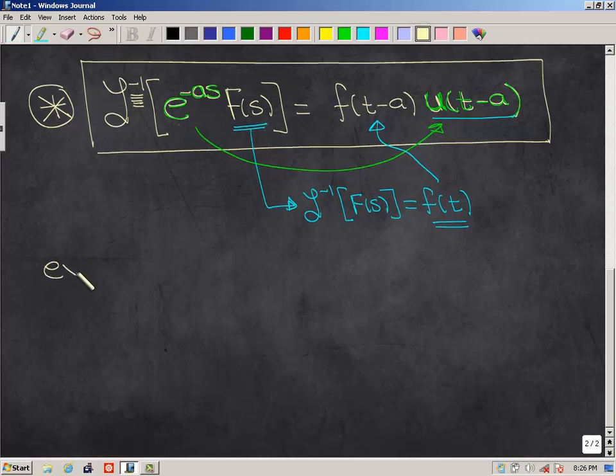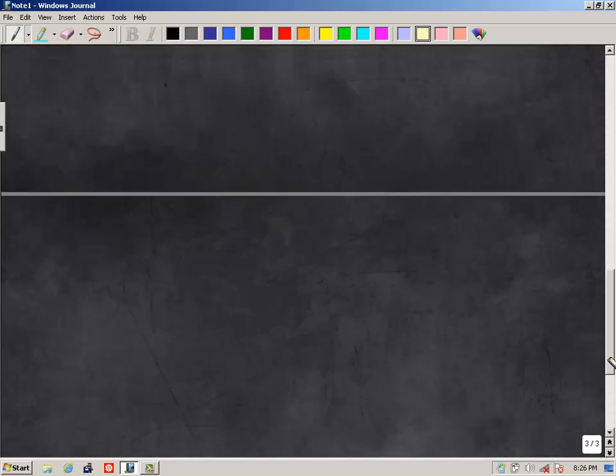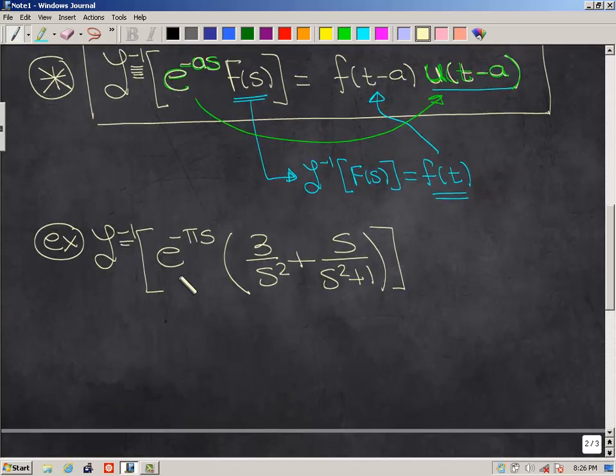Okay, so let's take a look at two examples really quick. Let's say that I ask you to find the inverse Laplace of e to the minus pi s times 3 over s squared plus s over s squared plus 1. I want to find the inverse of this. So let's take a look at it. What's the first thing you notice? I'm taking an inverse Laplace and I have an exponential, and then you're going to take the inverse Laplace of something.